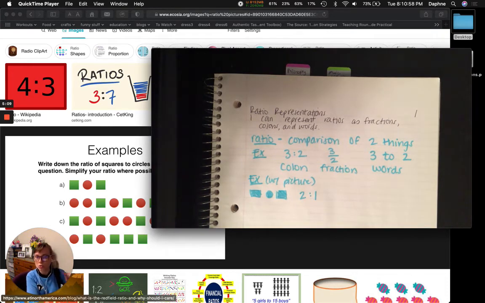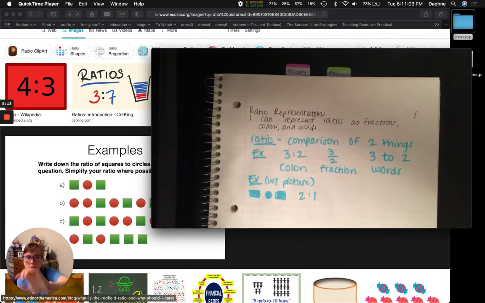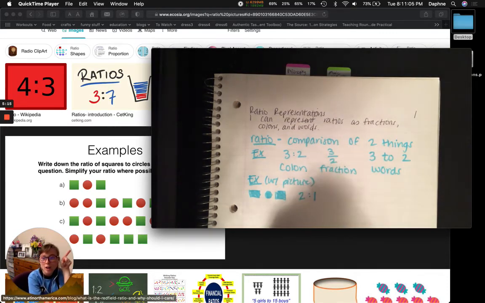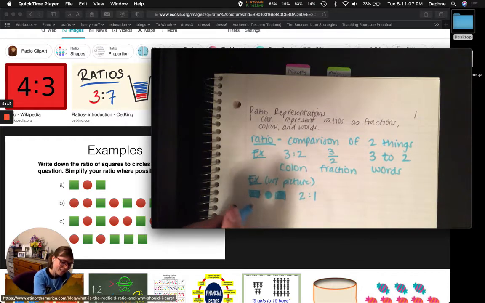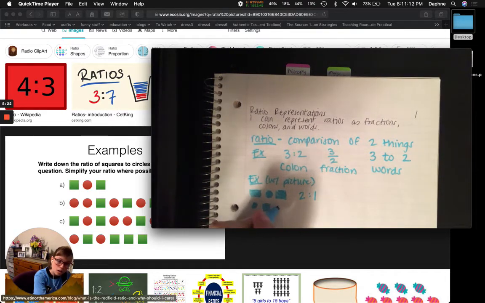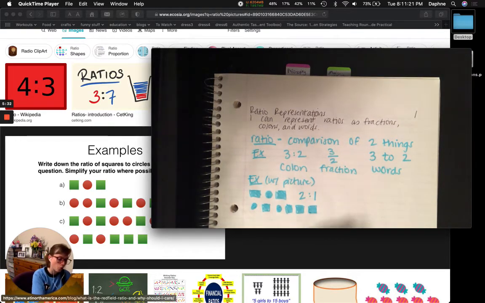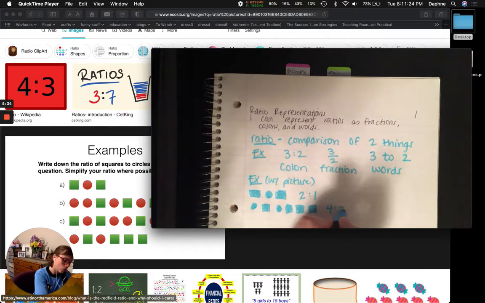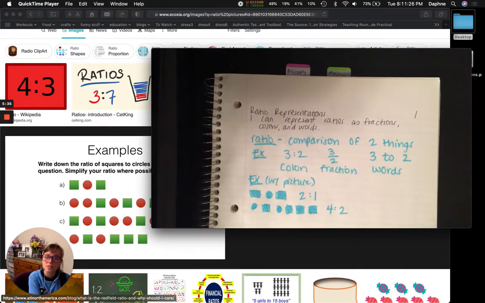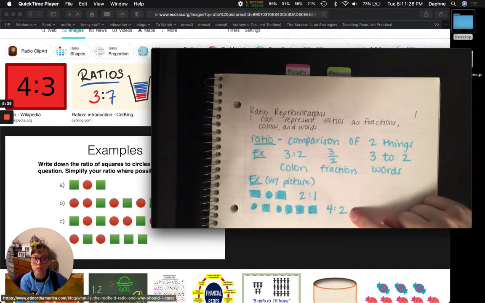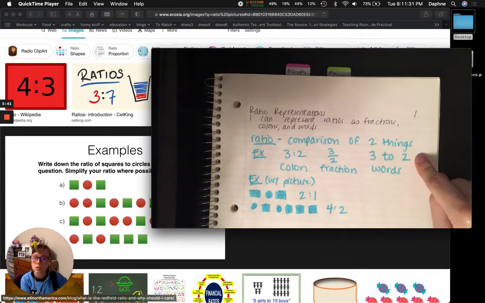If I went to letter D down there at the bottom, I'm not going to move my mouse because it's going to make it funky, but like right there. For letter D, I have a circle, I have a square, I have a circle, and I have 3 squares. In this case, squares to circles will be 4 to 2. All right, I want you to pause the video. I want you to try to write these ratios as fractions and as words.